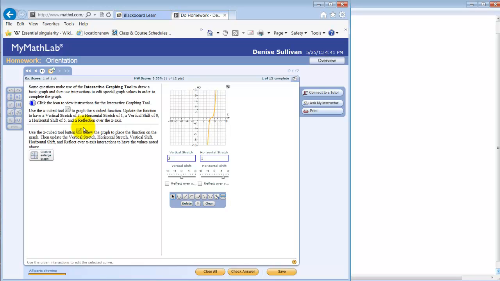And finally, they are asking for a reflection over the x-axis, which is this choice right here. If you mouse over it, the text comes up and says, the full text says reflect over x-axis, which is what they've asked for. And what that did was it just flipped it. So what was below the x-axis, and I'll uncheck it so you can see, is now reflected on the other side, vice versa with that.